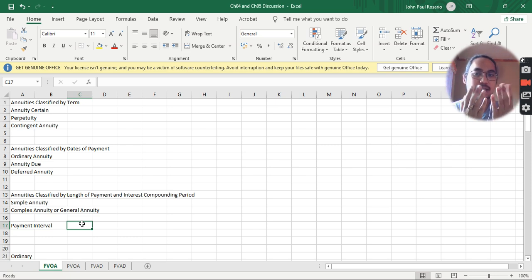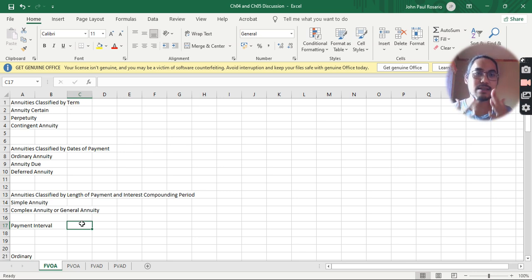Okay? So the first case is that the payment interval is longer than the interest compounding period. Payment interval is every 6 months, but interest is compounded quarterly. The other case would be the payment interval is shorter than the interest compounding. So, the payment interval occurs monthly, but then your interest is compounded annually. Okay, so that's the case there. For complex annuity or general annuity, we will be discussing that later on, the very last topic before the final exam.